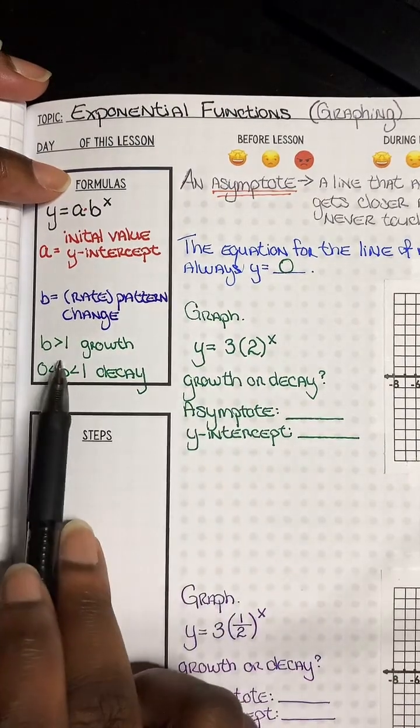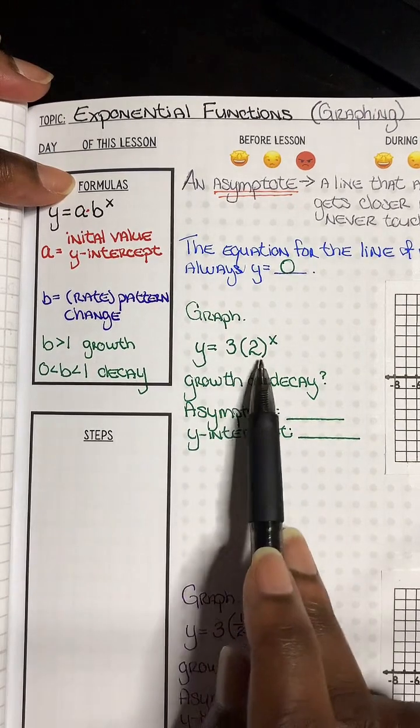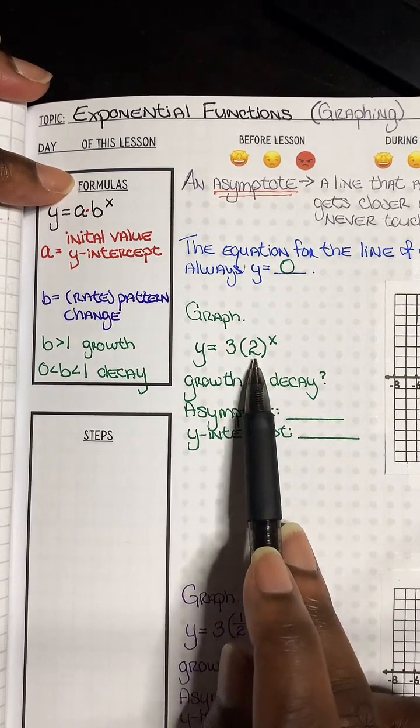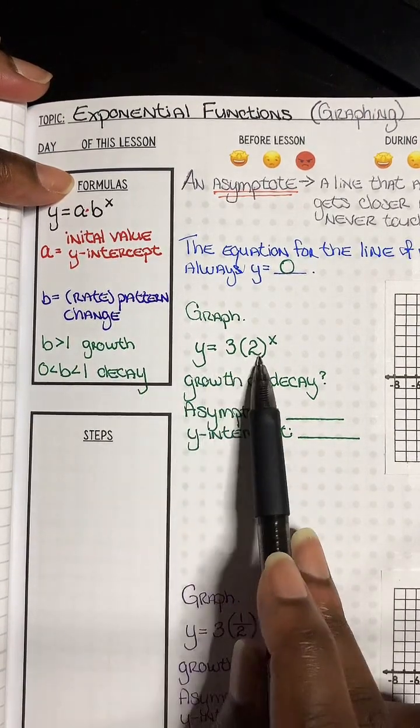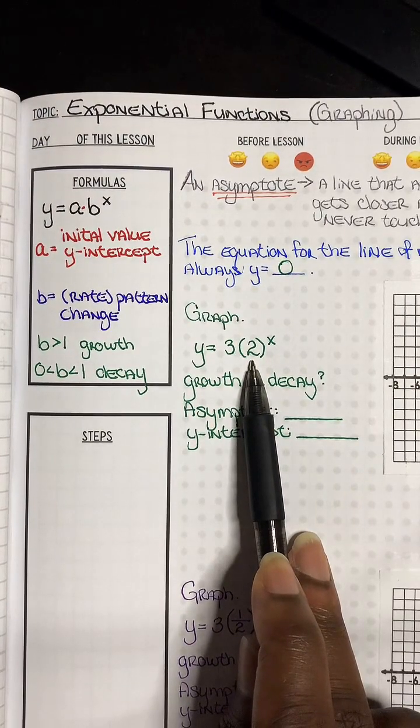So just like we said, which one of these satisfy this b? Is it growth or is it decay? You can put G for growth or D for decay.